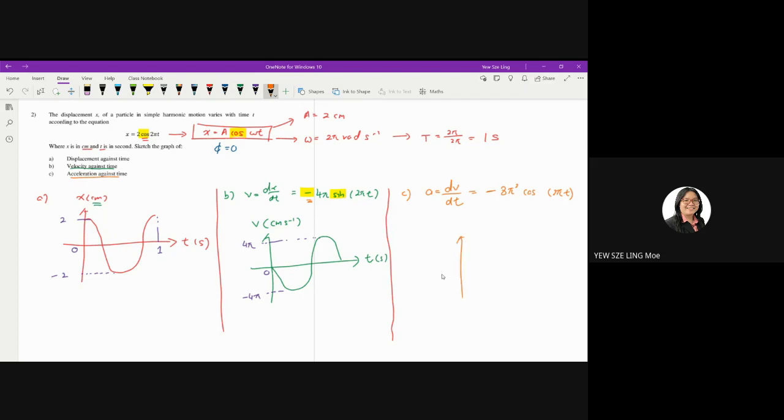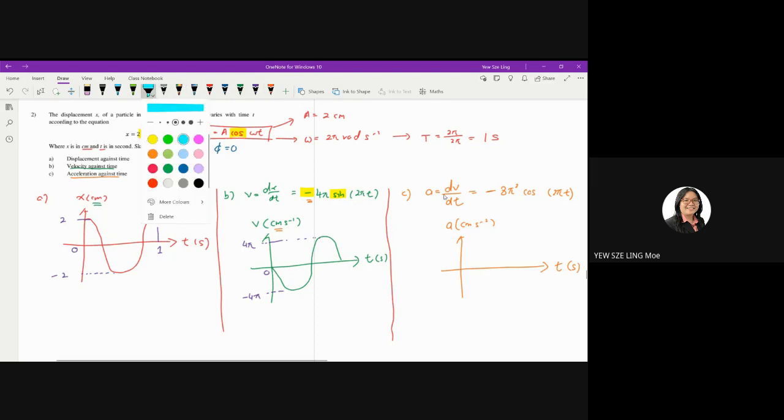Again, I'm going to sketch the x and y axes. The y-axis is A, the x-axis is t. Now, what is the unit? If you look at V, V is in terms of cm s^-1, so A is also in cm s^-2. Time is in seconds. Now I have a negative cos function. So negative cos, what am I going to do? I'm going to flip the cos over. So I will draw a graph like this, an N-shaped graph. This is the graph of A against t.